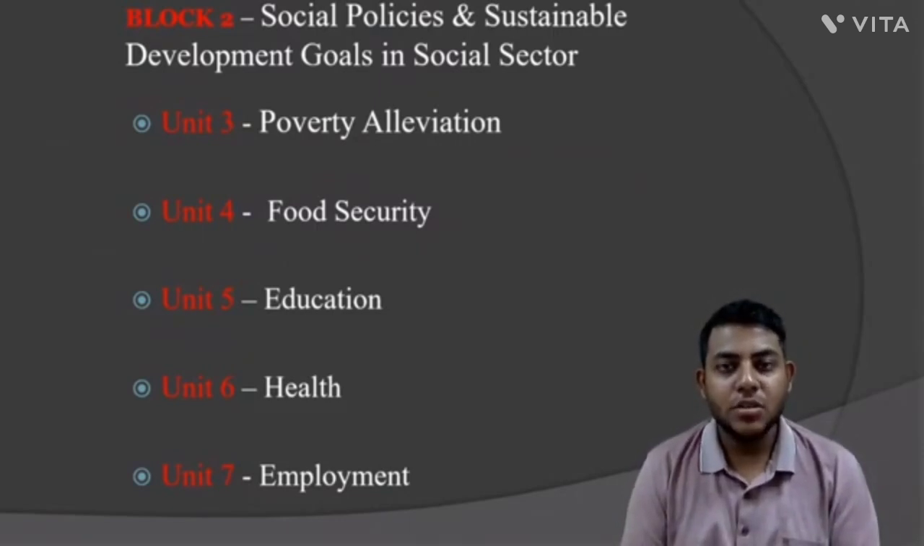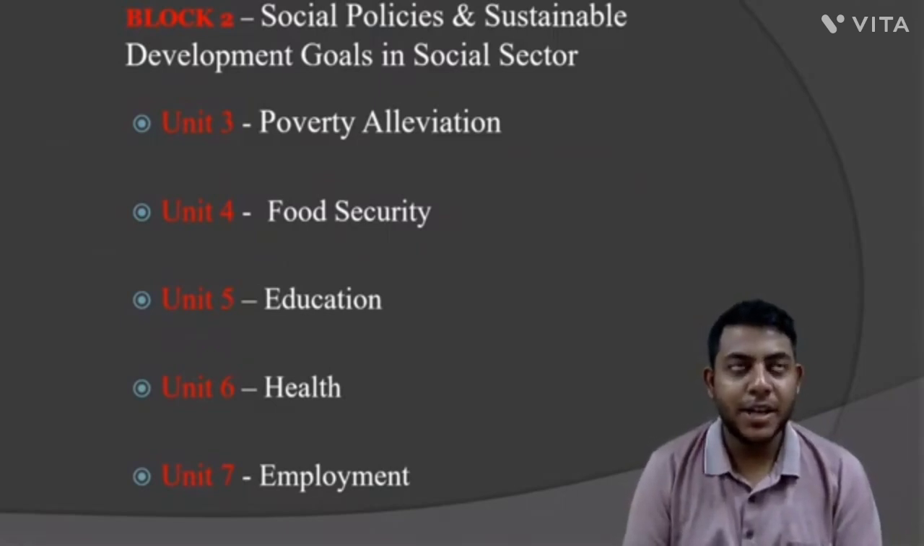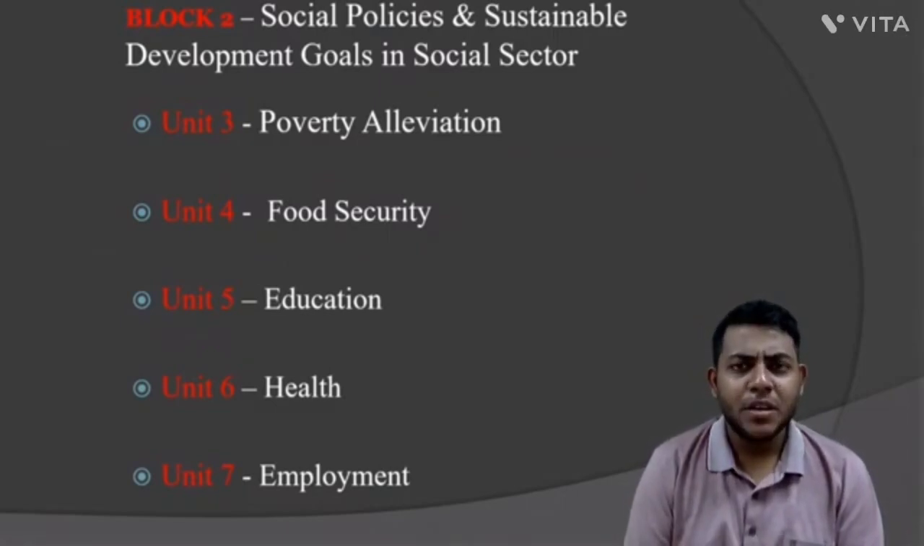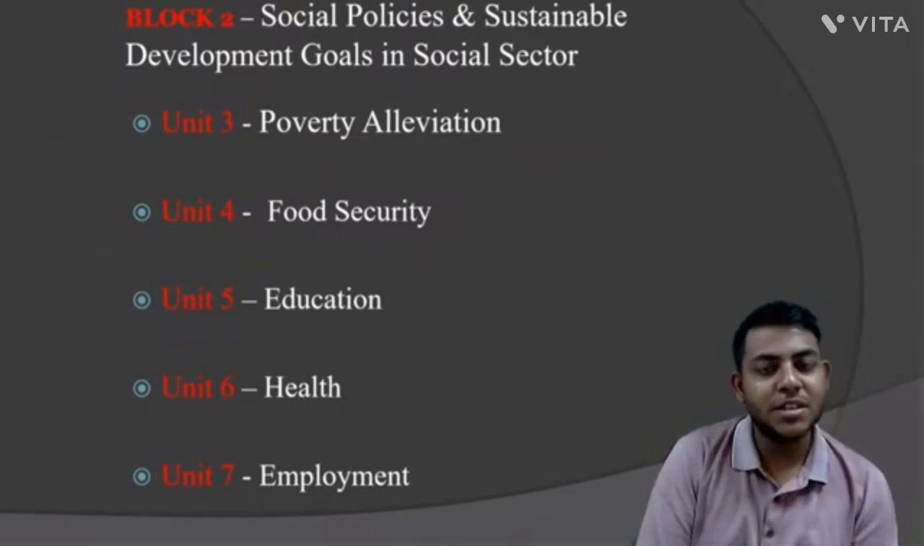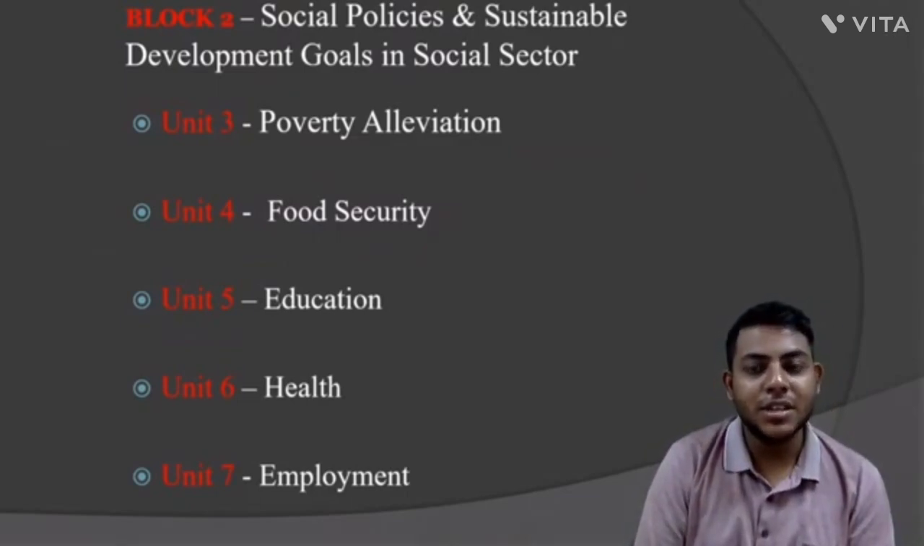So in today's class, we shall be discussing the fourth unit of this paper, which is pertaining to food security. Food security is related to Sustainable Development Goal 2. Since this block is pertaining to social policies and sustainable development goals in the social sector, the fourth unit is basically related to Sustainable Development Goal 2.